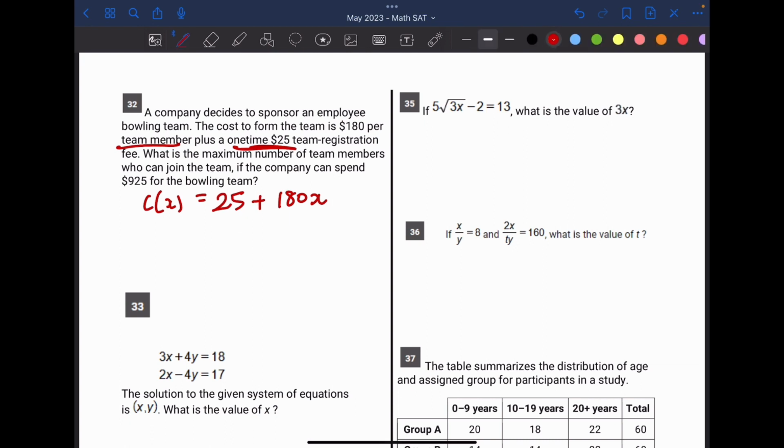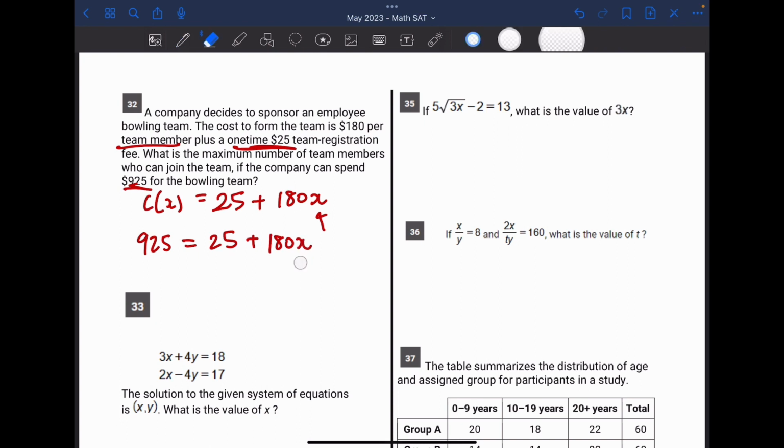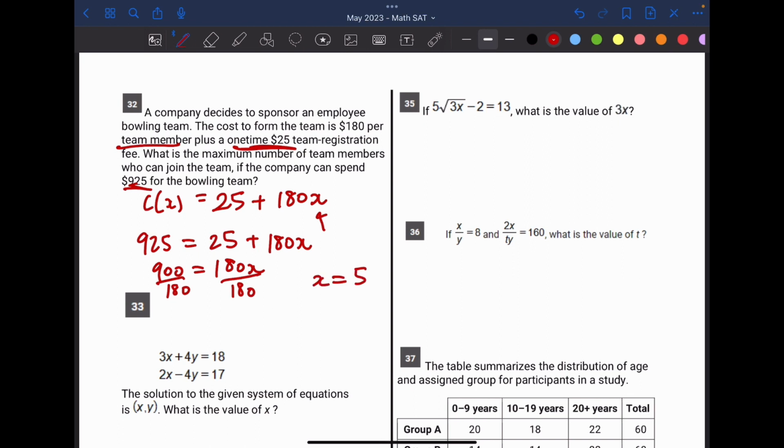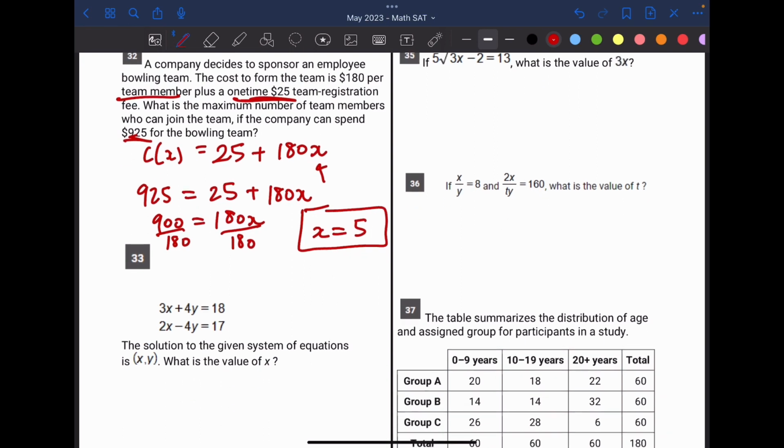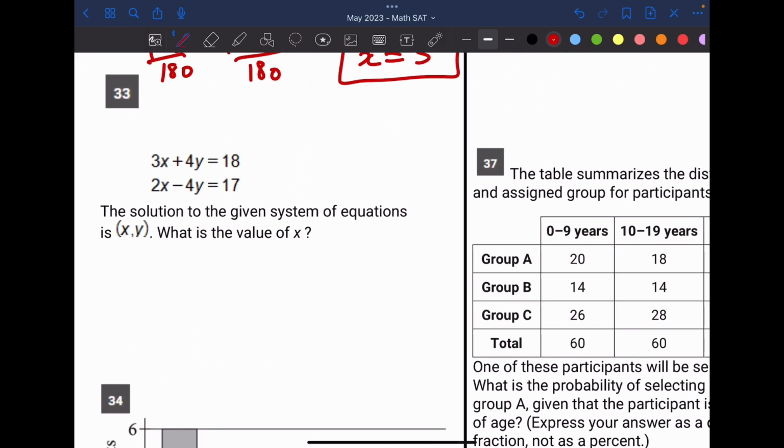Now we want to make this equal to $925 because that's the maximum amount the company can spend. And we want to find out how many team members can go on this trip. So if the cost is equal to $925, we equate this to our equation, 25 plus 180x, and solve for x. So you have 900 is equal to 180x. If you divide both sides by 180, you can do it on a calculator, you get that x is equal to 5. This tells us that you can have 5 people go on this trip for the company. That's it.